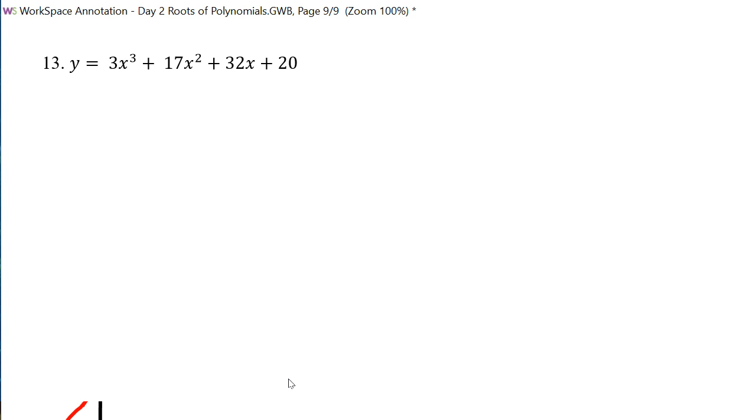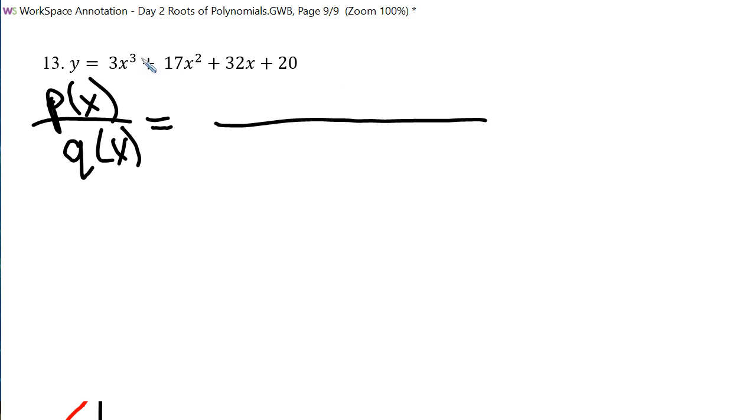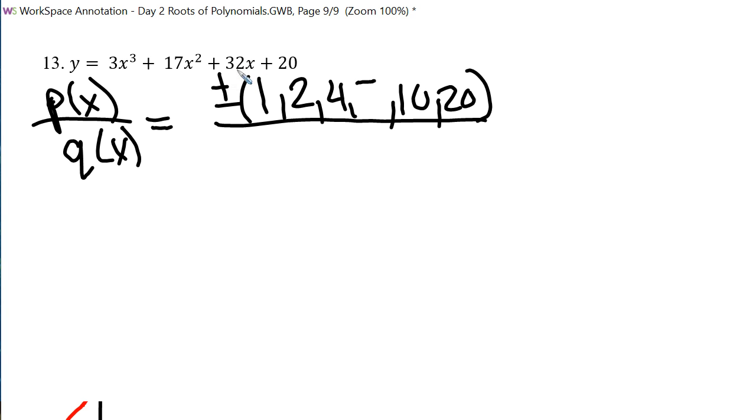Okay, listing out all the possible rational zeros, P of x over Q of x. For factors of 20, I could have 1 times 20, 2 times 10, 4 times 5. And for Q of x, for the leading coefficient of 3, factors of 3 are 1 and 3. So lots of possible factors. What is one of the x-intercepts that you found?